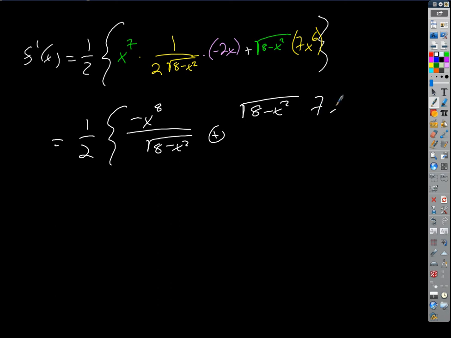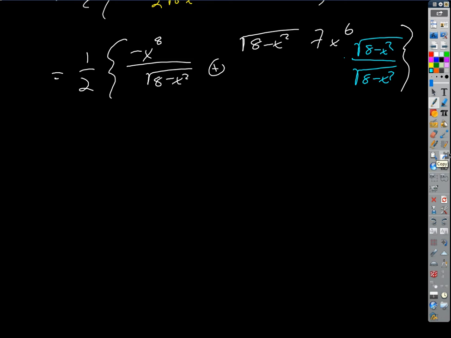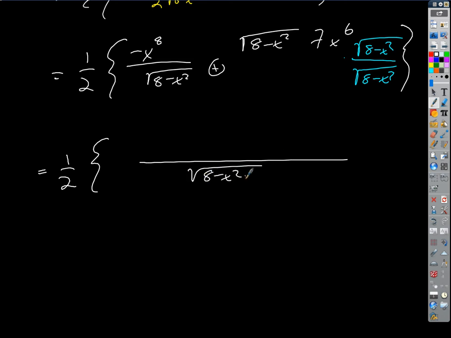times 7x to the 6th. But what do I have to do to get a common denominator here? Good, square root of 8 over square root of 8, right? So if I were to do that right here, then I get my common denominator, right? So I've got a common denominator of square root of 8. And on the top, I've got a negative x squared plus, what? How many times am I going to do that? That's 3.